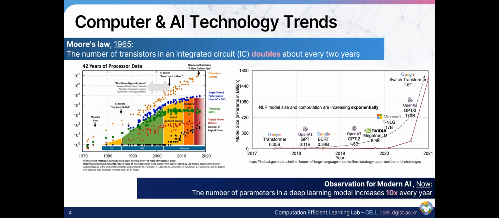When we are thinking about computer or AI technology trends, all of us are familiar with Moore's law. The number of transistors in an IC chip doubles about every 2 years, and it stopped like 10 or 20 years ago. But when you think about the size of modern AI models, like deep learning models such as transformers, the number of parameters increased 10 times per year. So basically, there is a huge gap between the computing capability that we can provide versus the amount of workload that we have to handle for AI tasks.